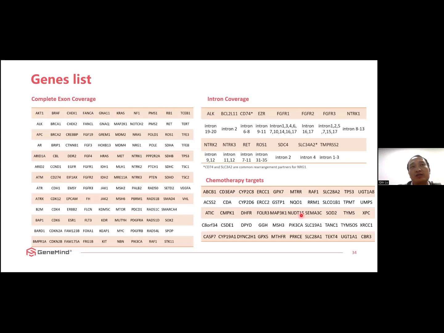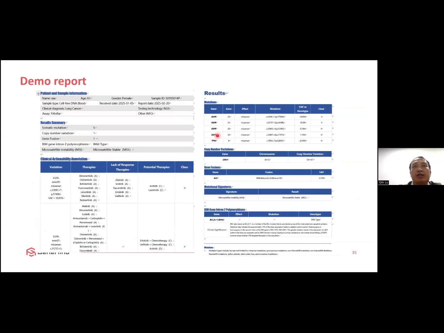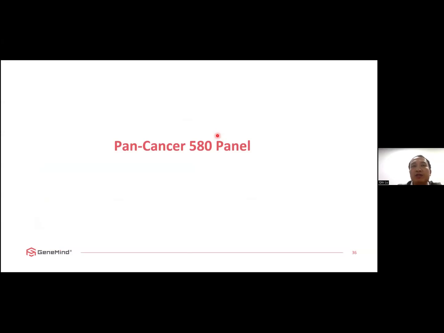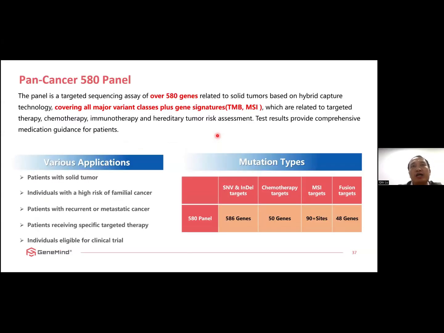And here is the detailed gene list. We had additional coverage for other solid tumors and intron coverage for fusion detection. And the report is similar to the previous report. And we have a big pan-cancer panel. In this panel, we had over 580 genes. We covered TMB, MSI, and all solid tumors are supported. And also the risk of hereditary cancer could be evaluated.